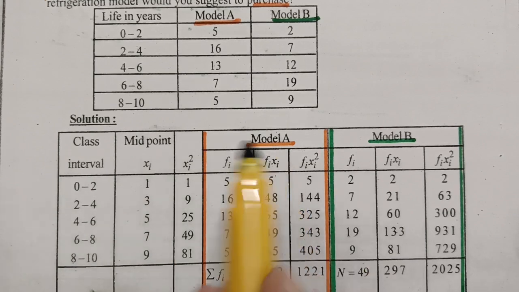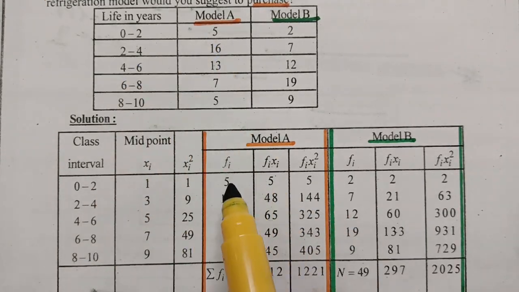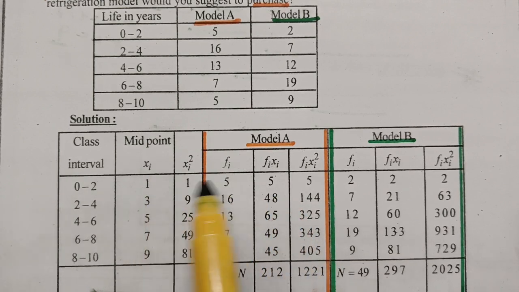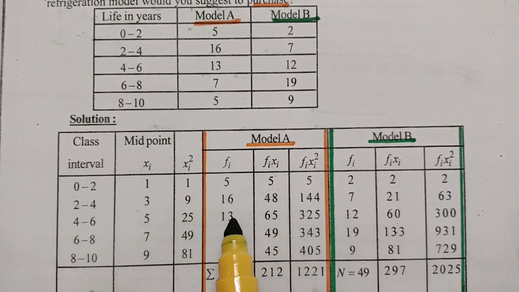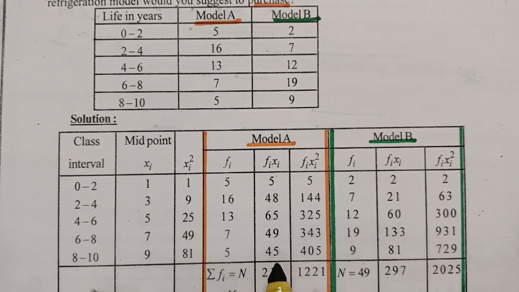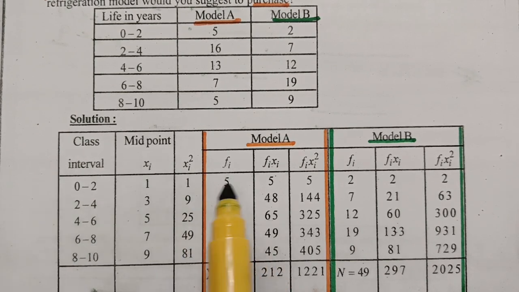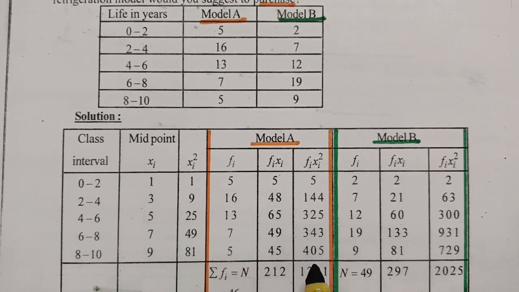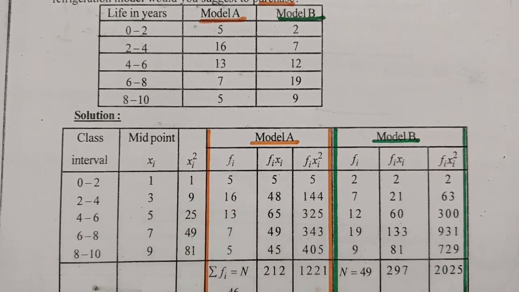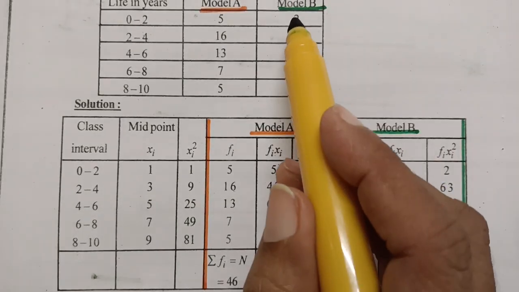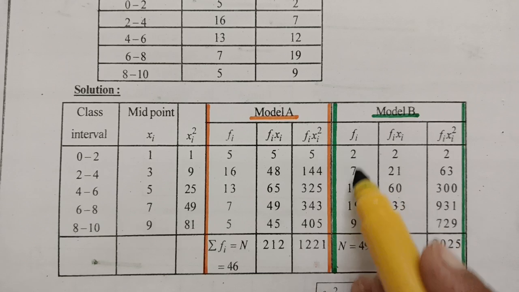So here for model A, these are all the frequency values, that is 5, 6, 13, 7, 5. And if you multiply these two, this will be 5, 16 into 3 is 48, 13 into 5 is 65, 7 into 7 is 49, and this value here, if you observe, 5 into 9 is 45. So if you multiply these two, this will be the column, and if you add all these, keep it aside here. And next, model B, so these are all the frequency values I have noted here.